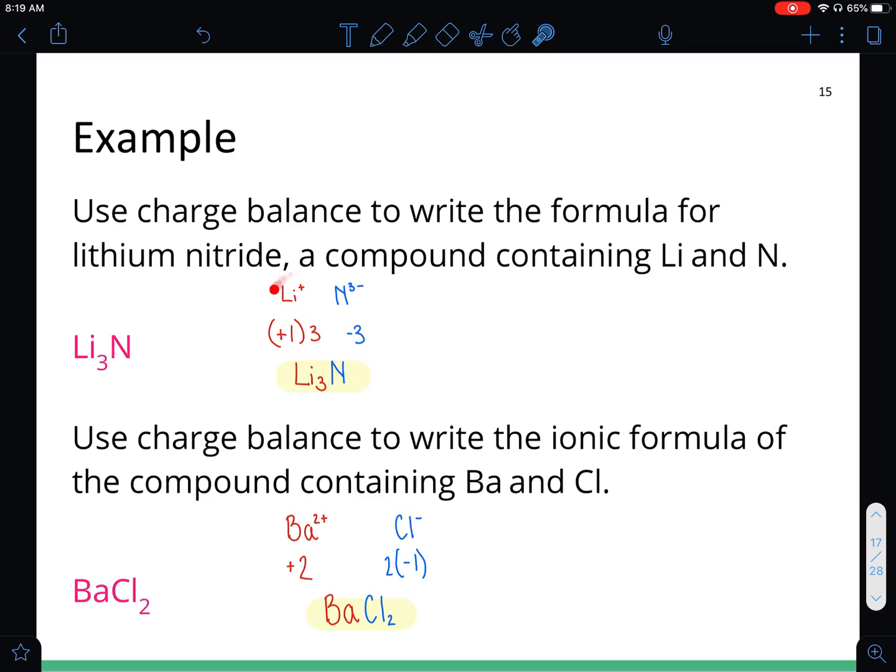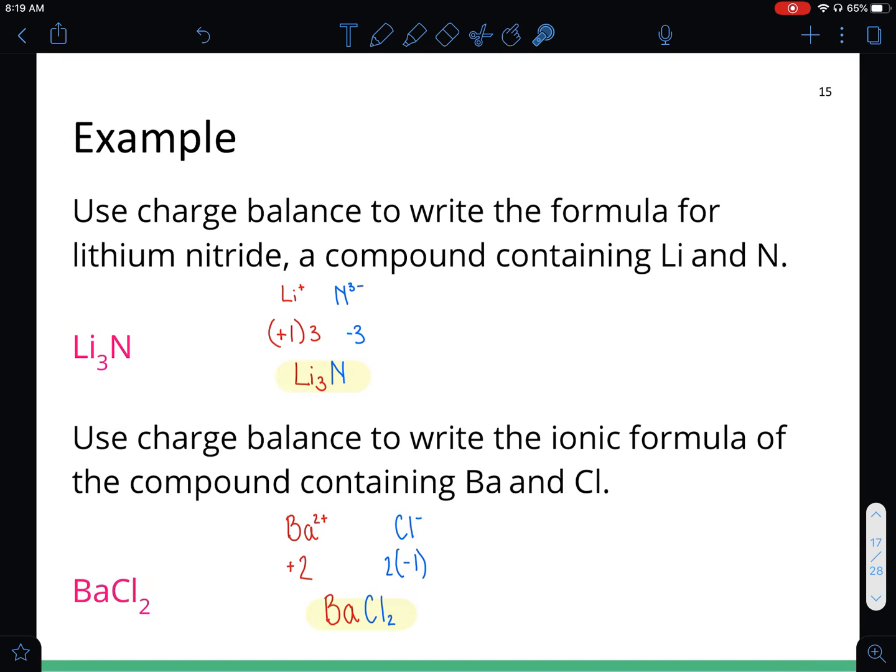So lithium has a +1 charge. It is a group 1 metal. Nitrogen is a nonmetal. It's in the upper right-hand corner and has a -3 charge. We need 3 lithiums to balance out nitrogen's -3. So we have Li3N.